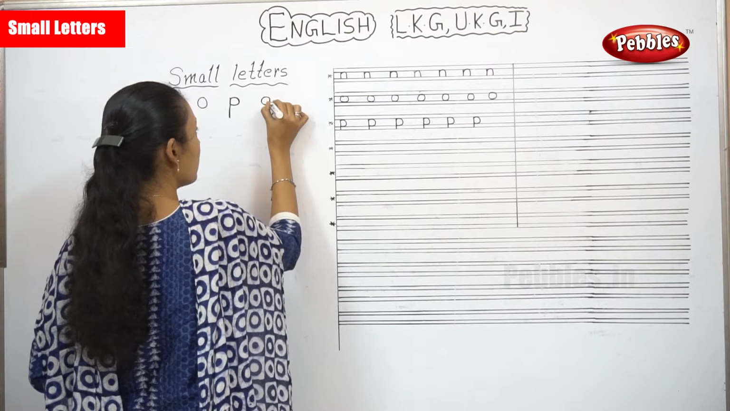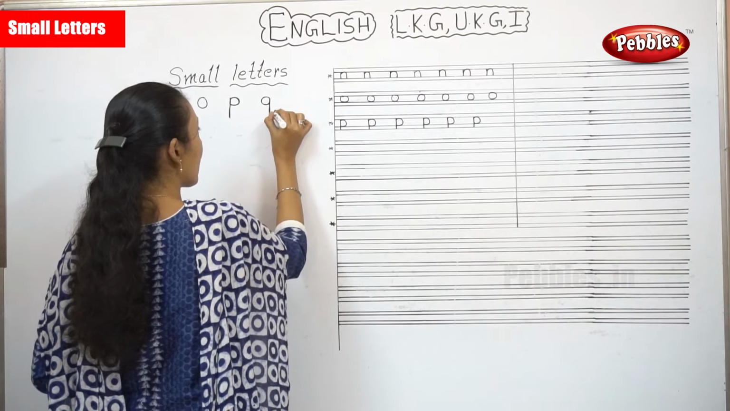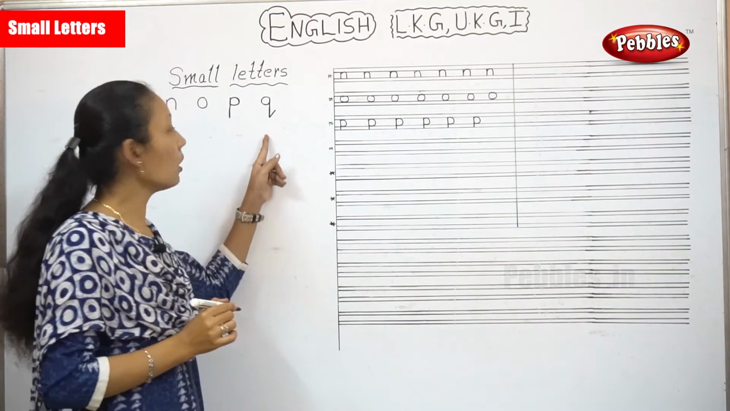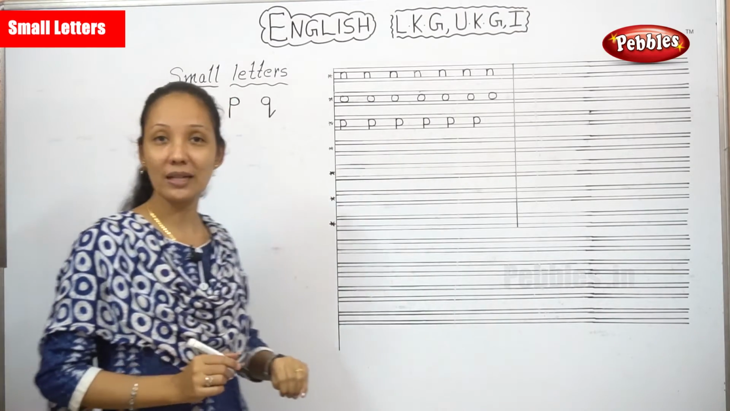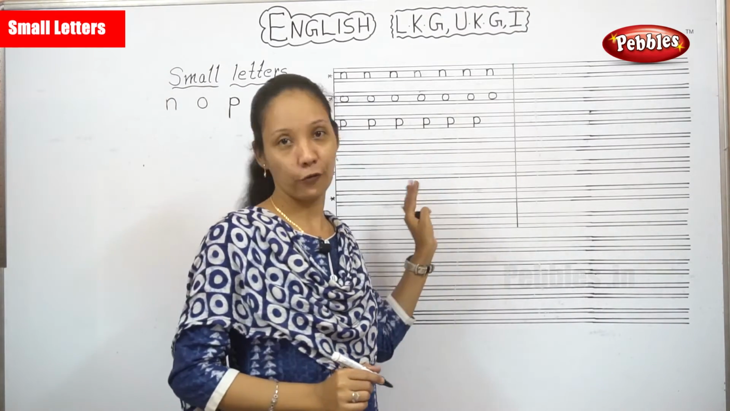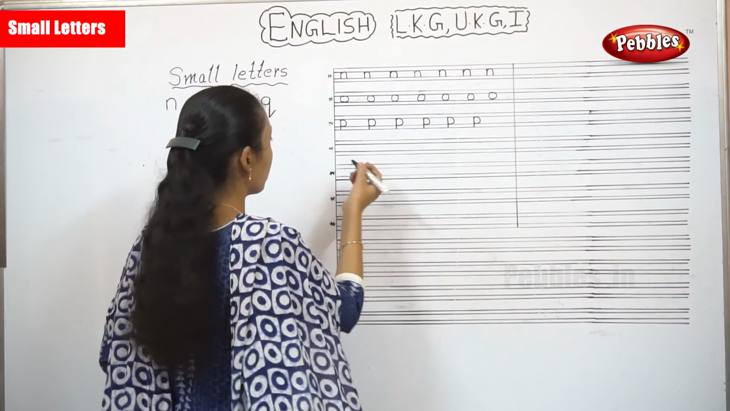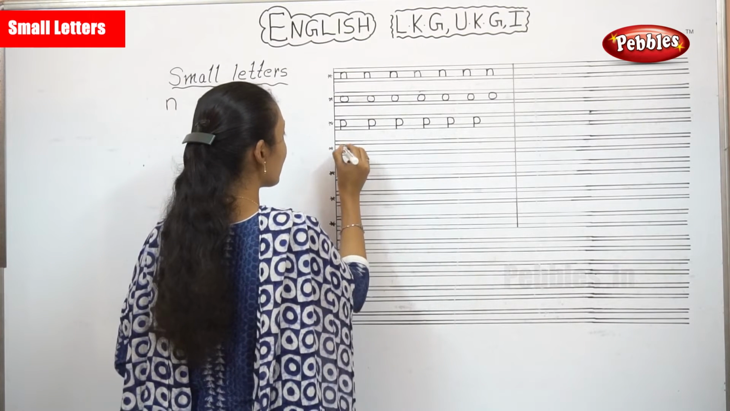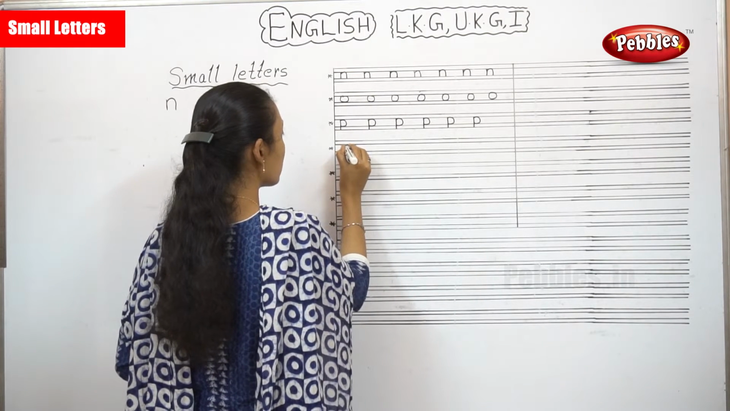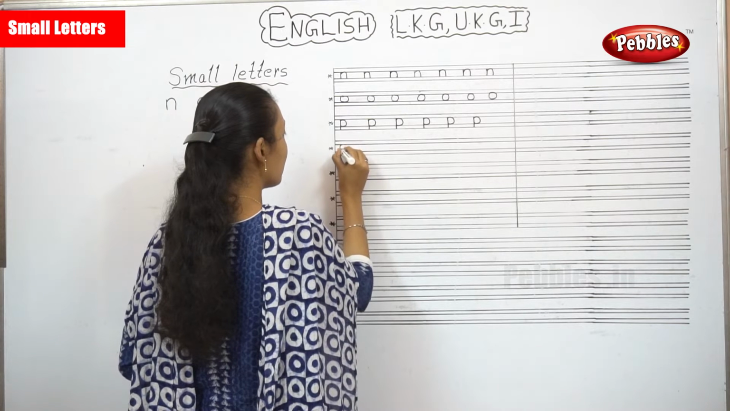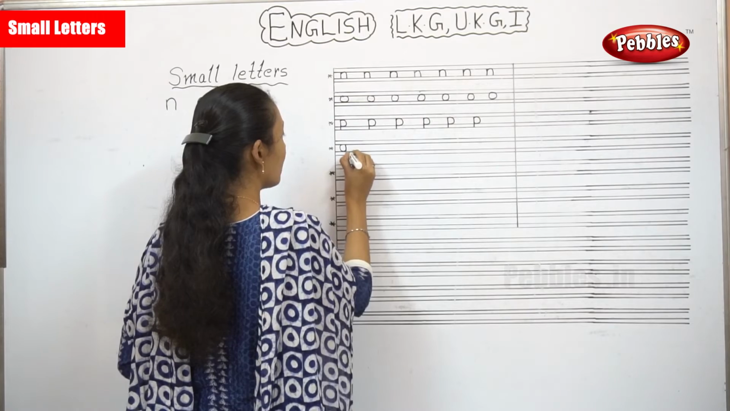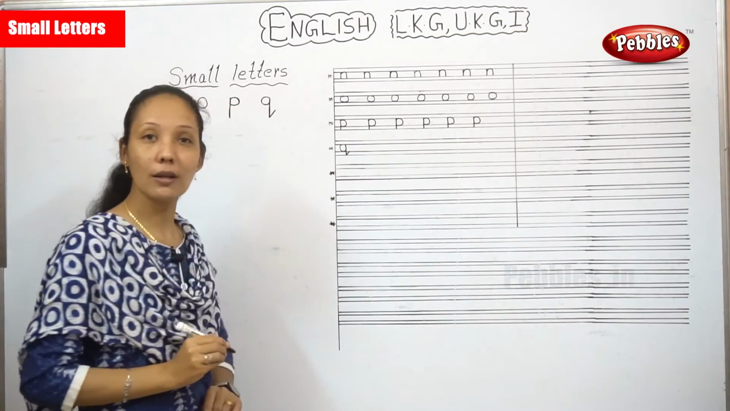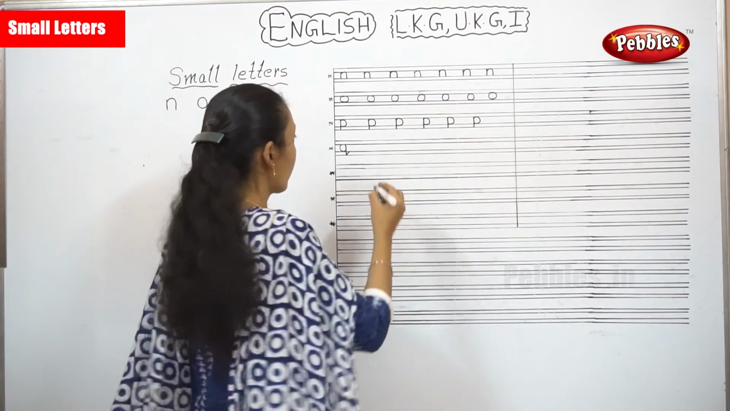Yes, come down, a straight line, and your slanting line, and that is called Q, small letter Q. Now shall we see how to write small letter Q in your 4 lines, okay? Now you will touch your second and third line, your curve, that is your circle, inside the second and third line, come down, and a slanting line, it is small letter Q.